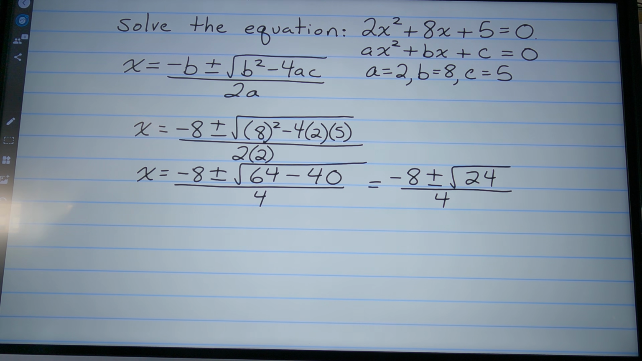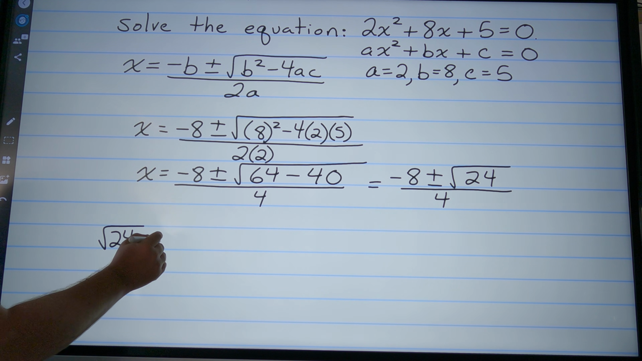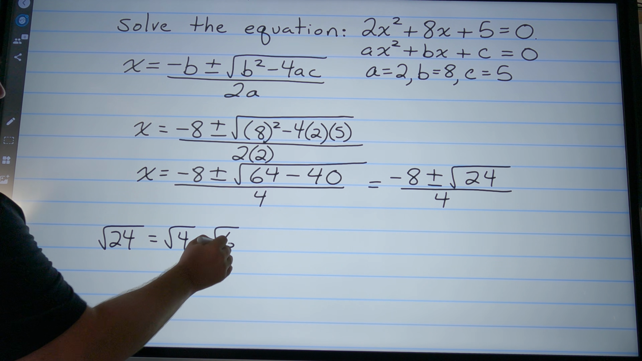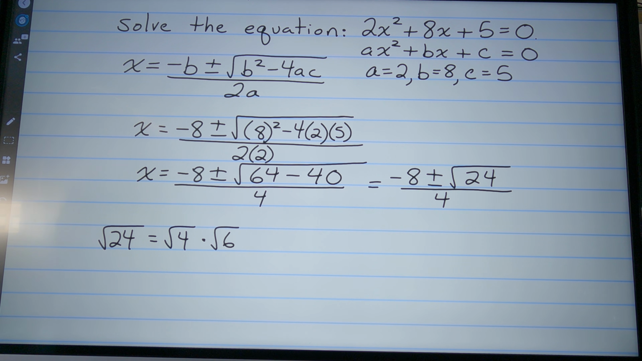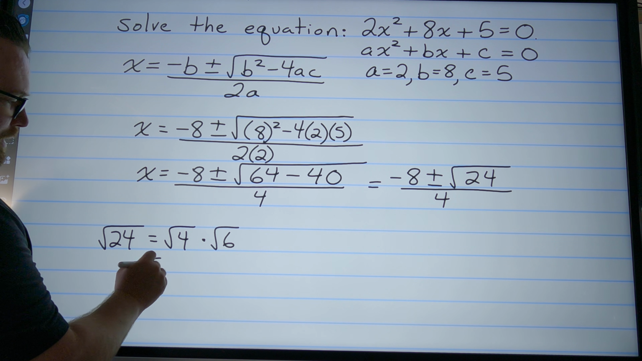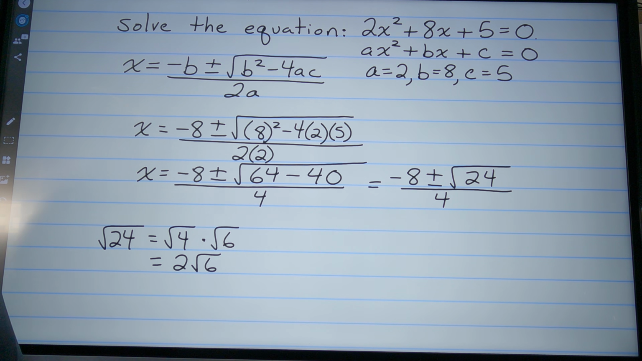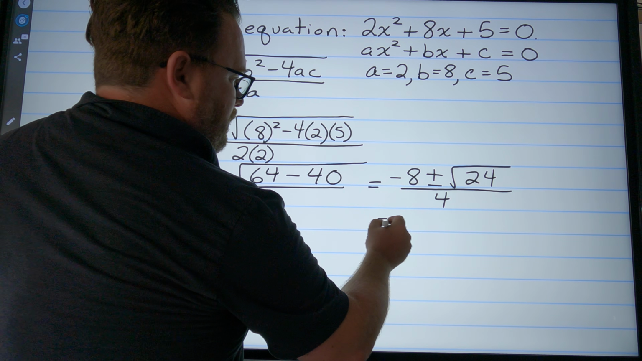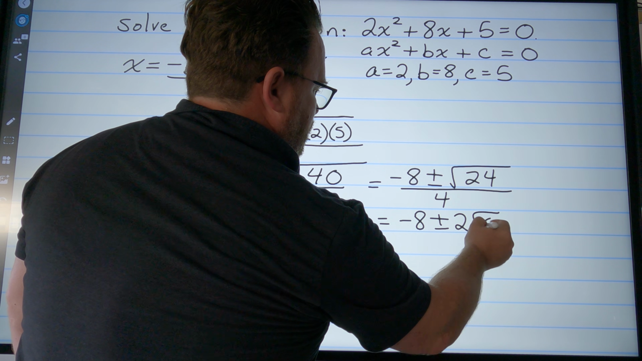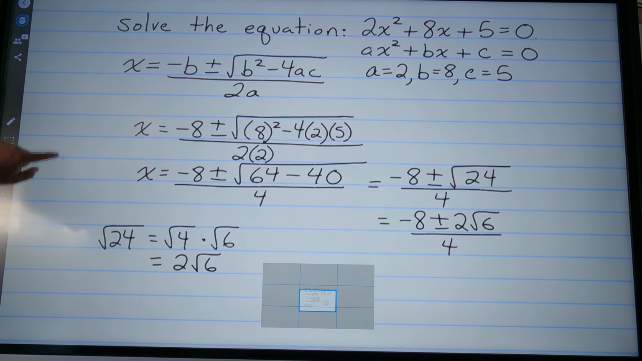Now, we want to break apart the square root of 24 and simplify it a bit. So I would do square root of 4 times square root of 6. Square root of 6 is not a perfect square. We can't really simplify that. But square root of 4, that's going to be 2, and then we have the square root of 6. So 2 times the square root of 6. So this is going to equal negative 8 plus or minus 2 times the square root of 6 all over 4. And we can simplify that a bit.